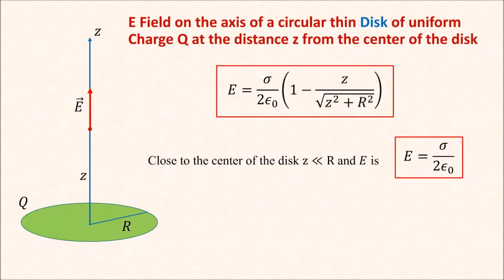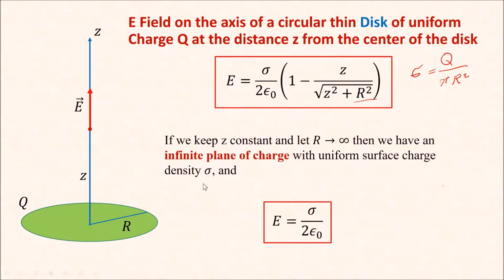All right, we talked about the electric field of a disk of charge with a uniform surface charge density. This will be like that. Surface charge density is sigma. The electric field at any point on the axis will be sigma over 2 epsilon naught times 1 minus z divided by the square root of z squared plus r squared.